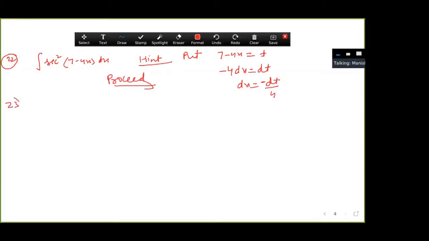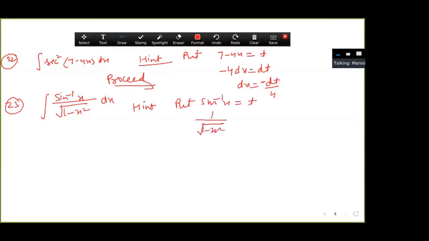Question number 23 now. In this question also you can do it, but I am giving a hint to you: integration of sine inverse x upon under the root 1 minus x square dx. As you know, the derivative of sine inverse x is given here. So the hint is to put sine inverse x equal to t, and 1 upon under the root 1 minus x square dx is equal to dt, or you can say dx is equal to root 1 minus x square into dt. Now you can proceed with the question.